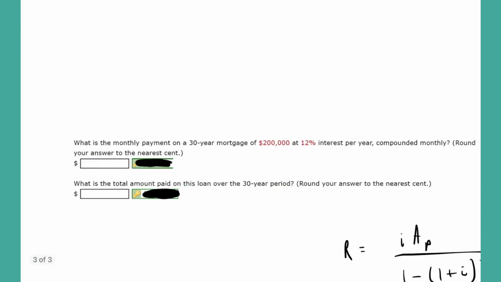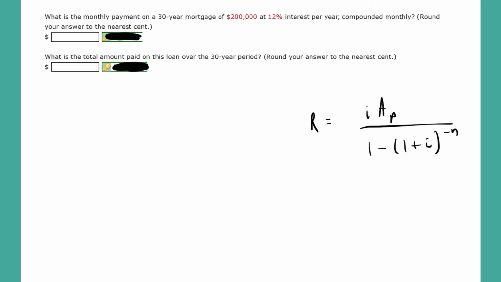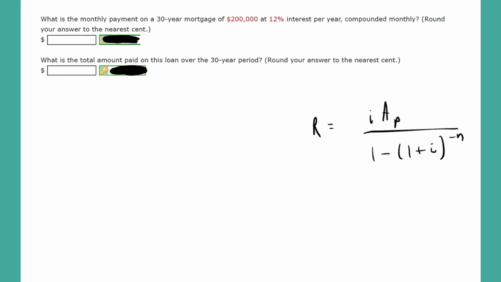All right, last page. Here we go. What is the monthly payment on a 30-year mortgage of $200,000? Well, if that's a house, that's really low. They obviously don't live in California. At 12% interest per year, compounded monthly. Let's round to the nearest cent.